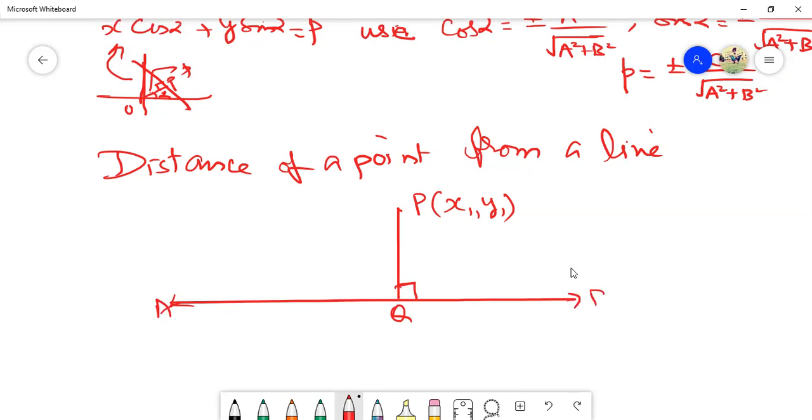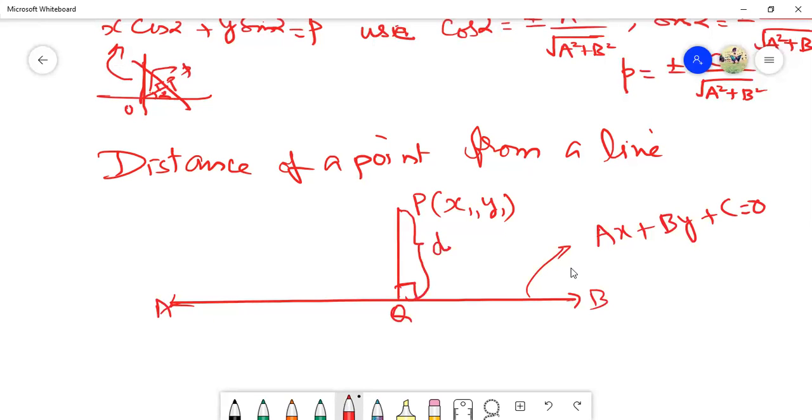And what else is given? The equation of the line is given to us. The equation of the line is ax + by + c = 0, the general form of the equation. Then what will be this distance? This distance, the perpendicular distance, we will denote by small d.